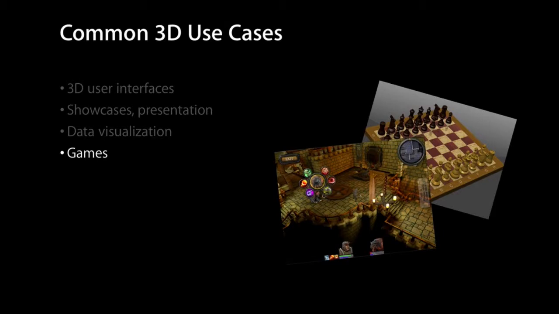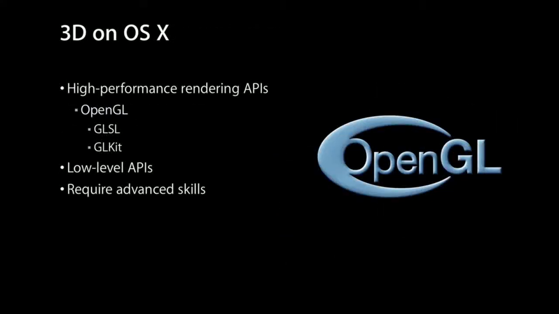And so for these use cases, OS X provides some low-level APIs, which are OpenGL and its associated technologies. These APIs are very highly performant. They have a very strong foundation. You can do a lot of things with it. However, since they are low-level, they require a lot of advanced skills in computer graphics. And even if you want to do some relatively simple things, you will have to write quite a lot of complex code. So that's why we introduced SceneKit today.